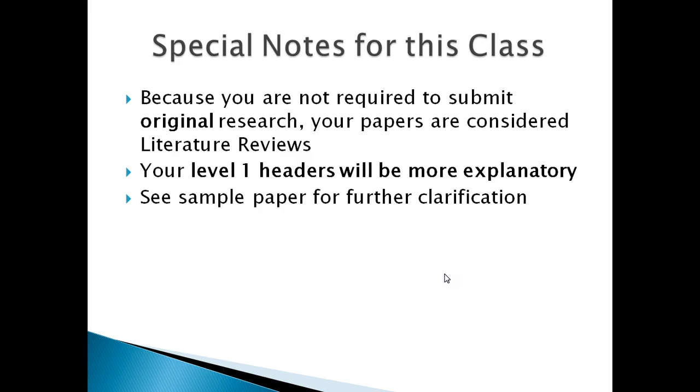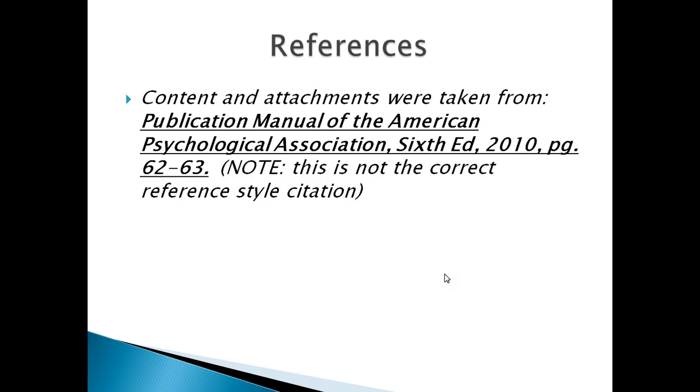For this class, you're not required to submit original research. So these papers would be considered what's called literature reviews. So your level 1 headers will be more explanatory, meaning your level 1 headers won't be materials and methods. You may have a discussion and you will have a conclusion as level 1 headers, and you'll definitely have references and an abstract, but you won't be labeling the materials and methods and stuff. And that's it for that.